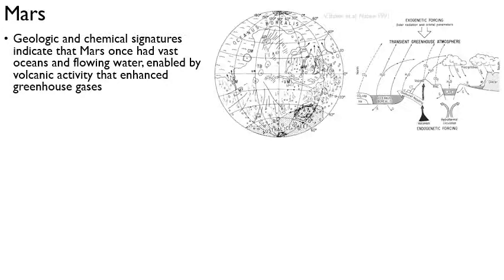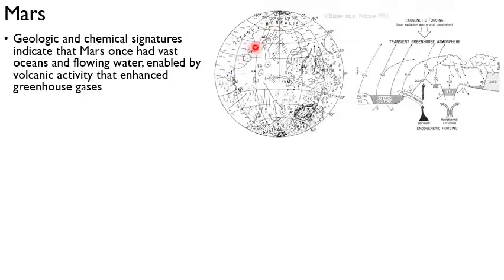Moving out to Mars, if you look at the geology and the chemistry on the surface of Mars, it indicates it once was covered in really big oceans of flowing water. So that's shown here in this picture, this thing called Oceanus Borealis. We believe that, based on geologic and chemical signatures, we can make out the shoreline of this vast ocean. And so it seems that there were large oceans of flowing water on Mars. Now we just have some ice caps.